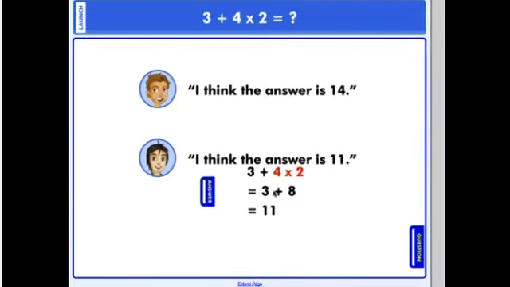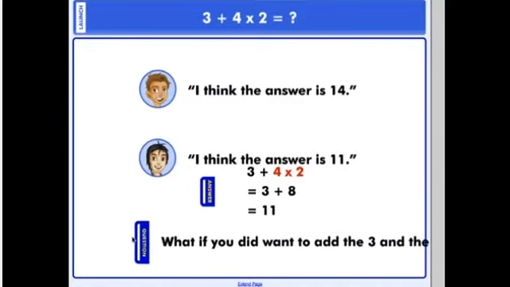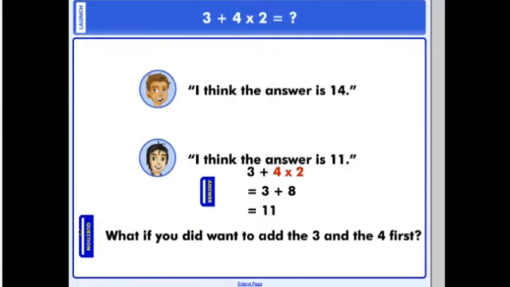We know that because we need to follow those rules that tell us what order we should do all of the operations. When there are no parentheses, we have to follow those rules. We're going to talk about what those rules are. But just remember, what if you did want to add the 3 and 4 first? That's when you use parentheses, right? You put the parentheses around the 3 plus 4, because parentheses mean do me first.